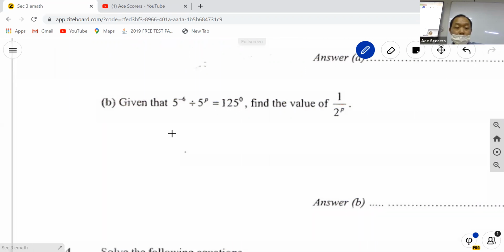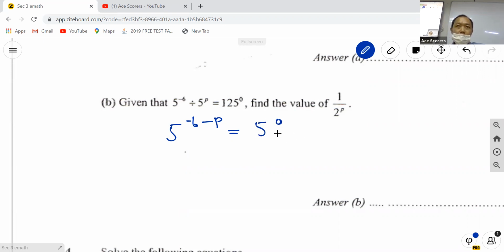So for example, this would be 5 to the power negative 6 minus p, because it is divide, same base, different power, so you minus. And this, of course, equals 1. You found p already? Yeah. Now, 1 is the same as 5 to the power 0.